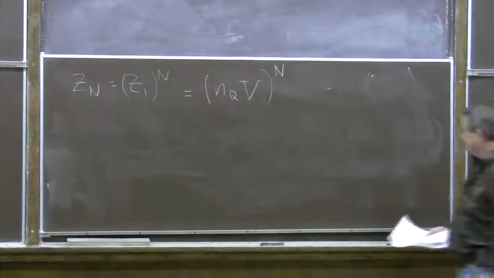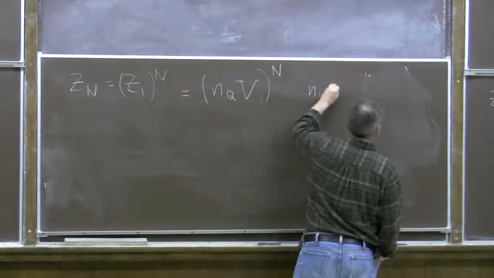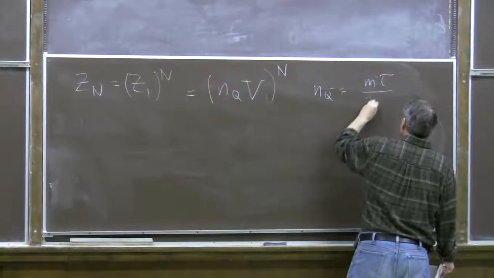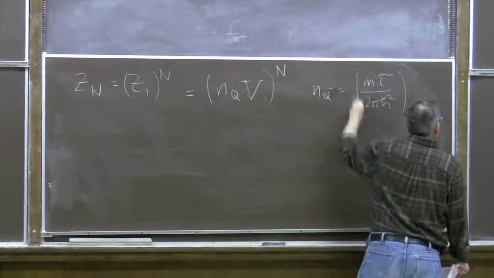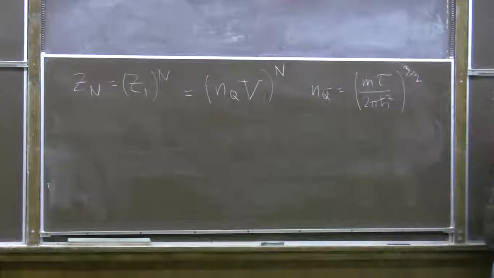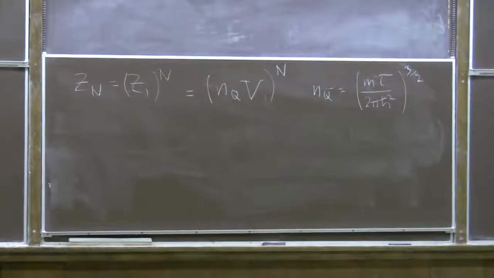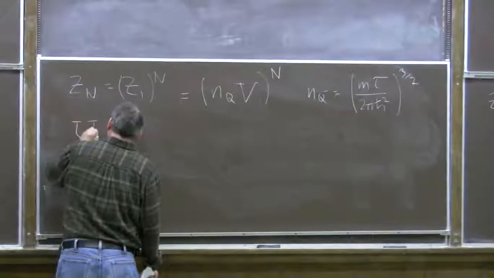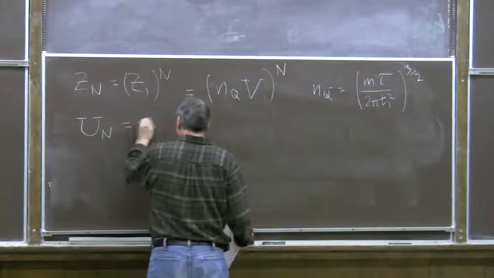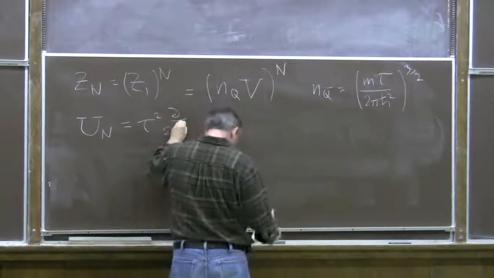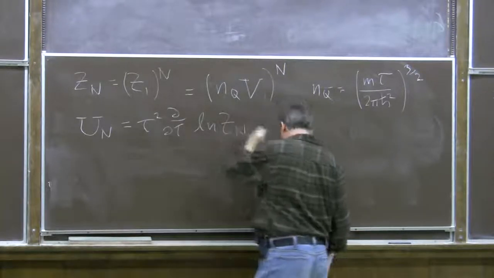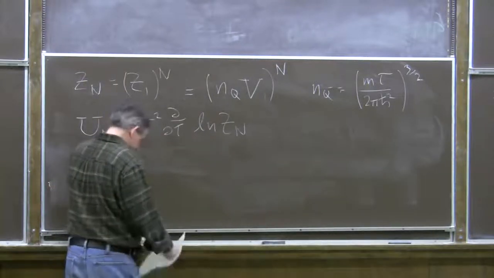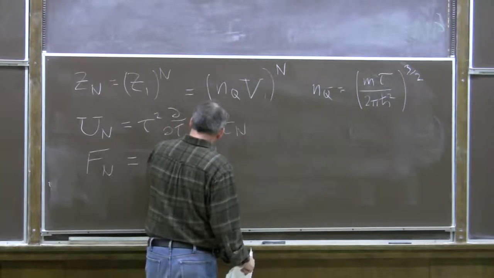I guess I'll write that again. Quantum concentration equals mass of the particle times temperature divided by 2 pi h squared to the 3/2. So that's the n particle partition function. We said that if we wanted the ensemble average of the energy, we can write that as tau squared, derivative with respect to tau, natural log of Zn. We also said we could write the free energy. The Helmholtz free energy is minus tau times the log of Zn.